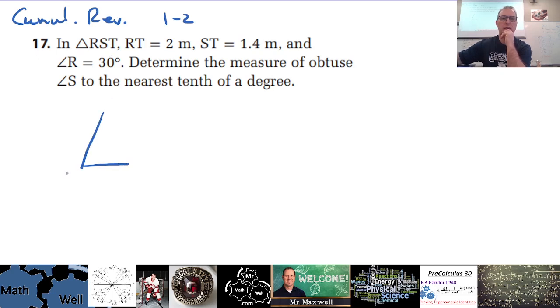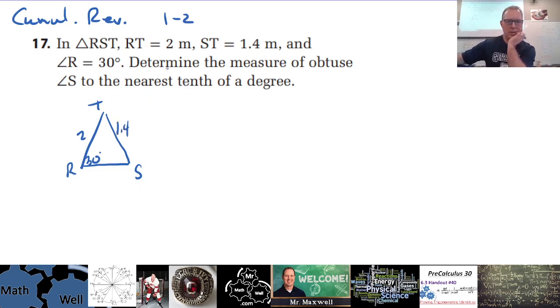Okay, so RT is 2. ST is 1.4. So here's S over here, 1.4. And angle R is 30, so this is 30 degrees here. Would it be the other side is 1.4? Well, I mean, depends how you, ST, not SR. Yeah, thank you. 1.4 is over here. You're right, you're right.